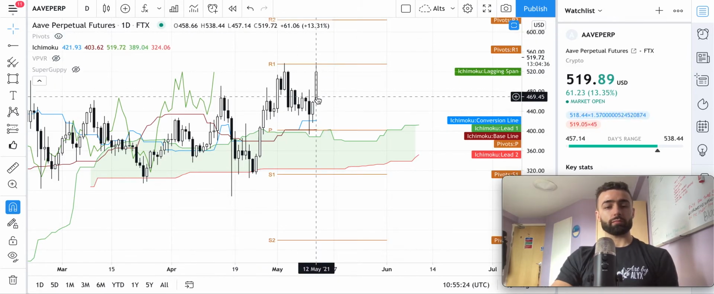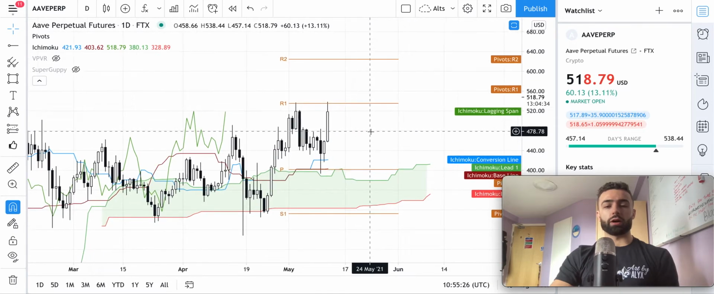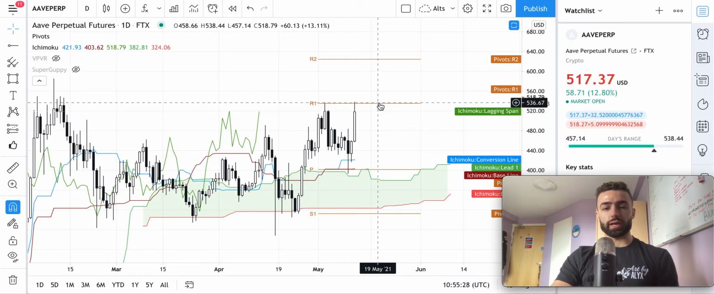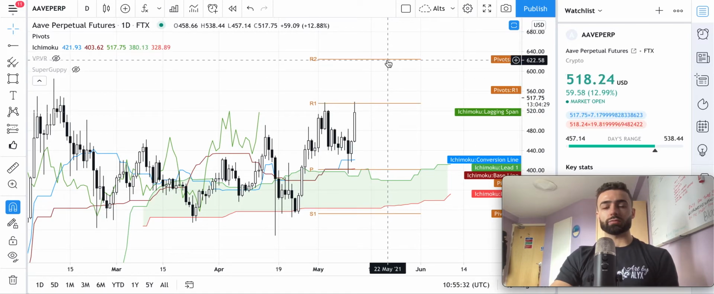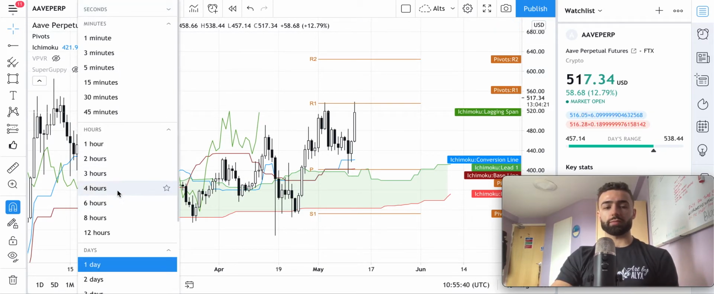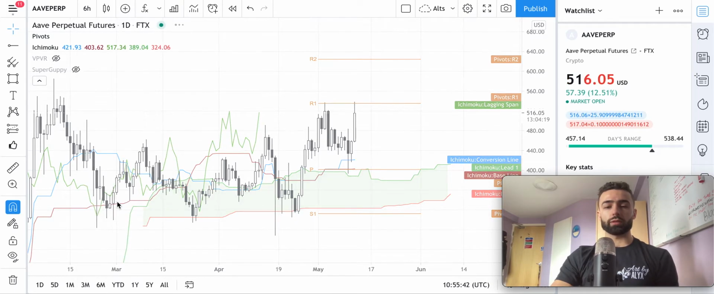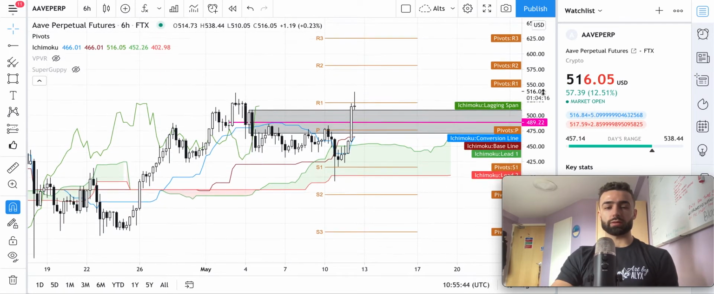Right now we're running into the R1 pivot here, which is at about 55.35. And then the next resistance level on the daily time frame is this 624 level up here at the R2. If we're looking for a shorter term time frame entry, one way that we can look at this is with the 6-hour time frame.